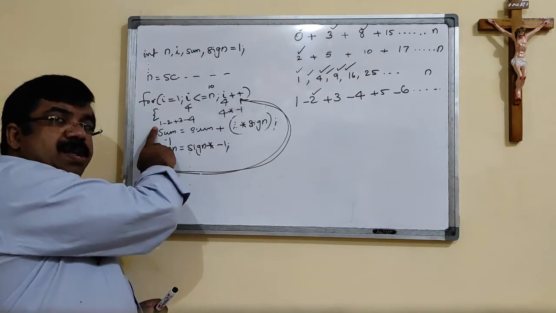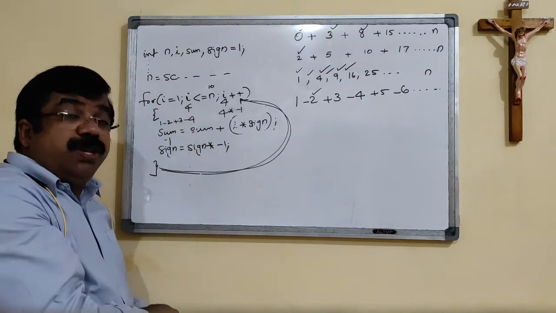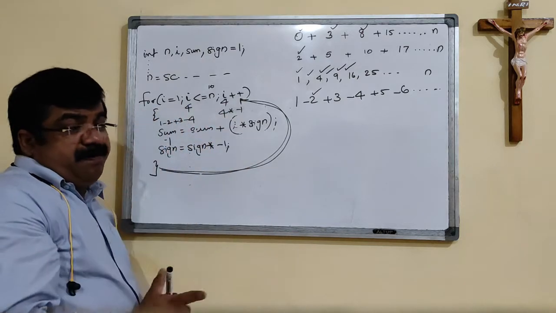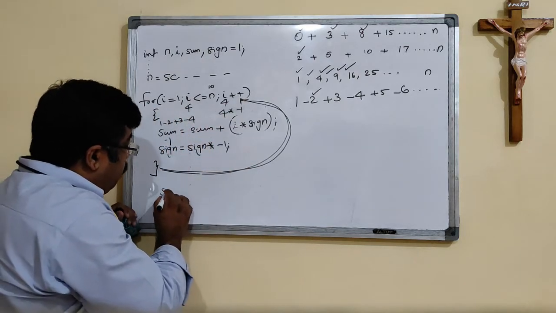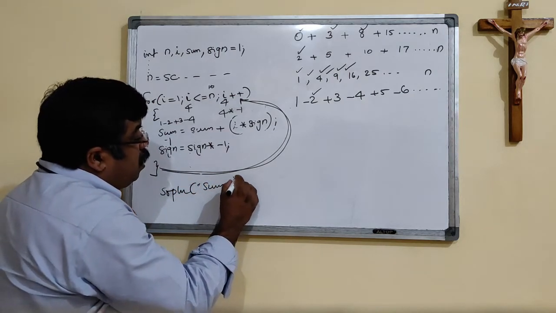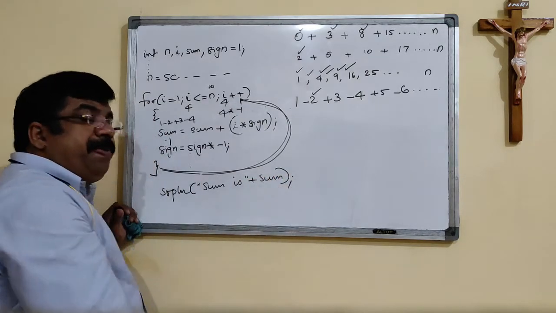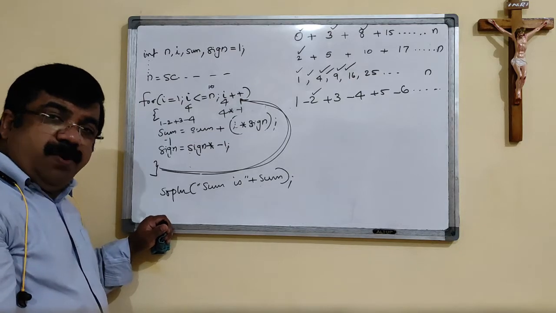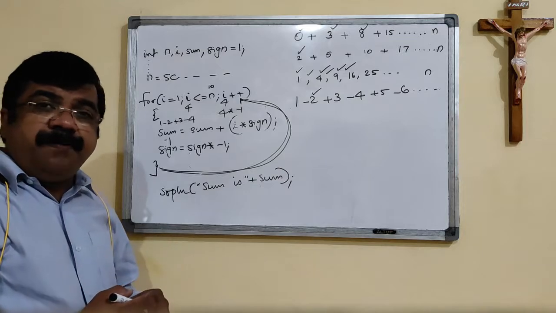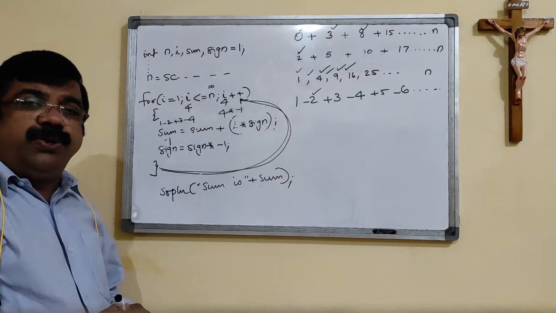So 1 from there, minus 2 is subtracted, 3 is added, then minus 4 is subtracted, etc. It goes on, and we will get a final sum. That sum will be printed when the condition is over. The variable sum will be printed. Okay, this is the solution for the fourth problem. I hope you understood.